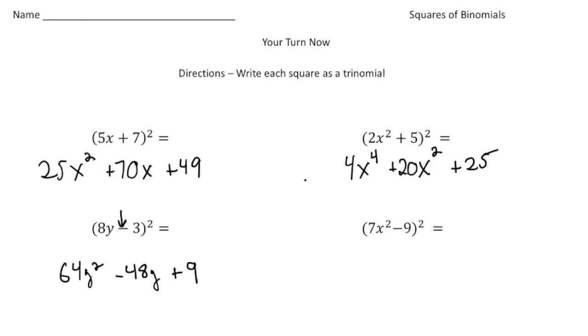And there it is. All right, and then the last one. 7x squared times 7x squared will be 49x to the 4th. 7x squared times negative 9 is going to be 63x squared. Well, 63 times 2 will be 126, so it's going to be minus 126x squared. And then negative 9 times negative 9 gives us 81. And there it is.